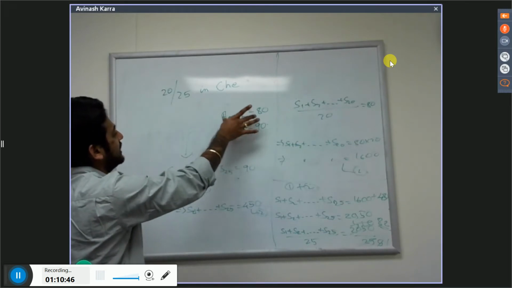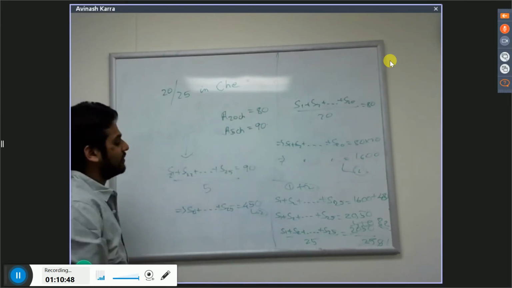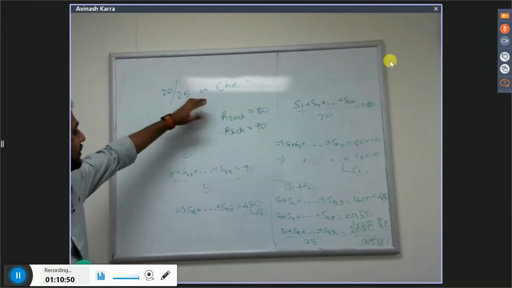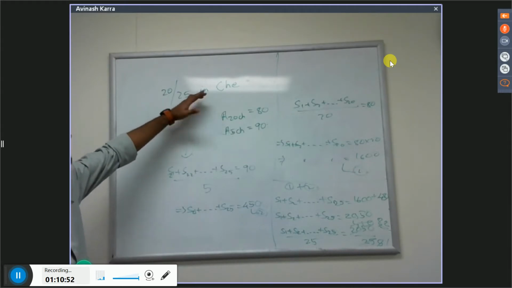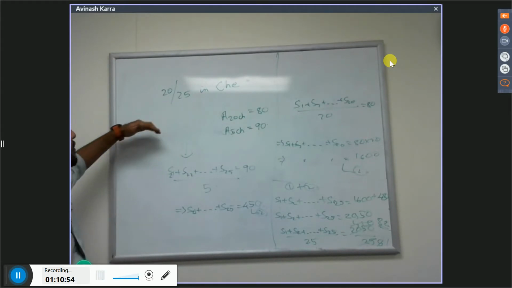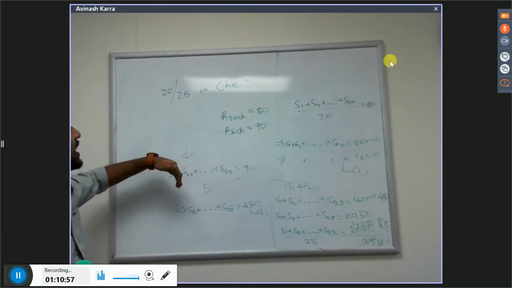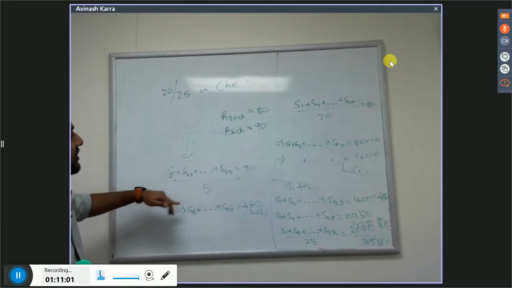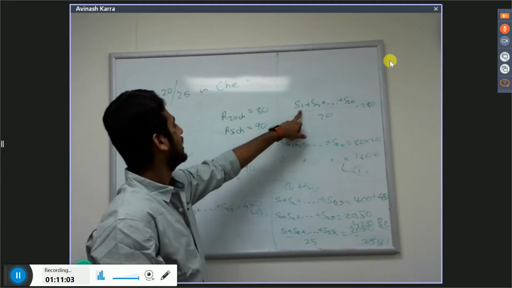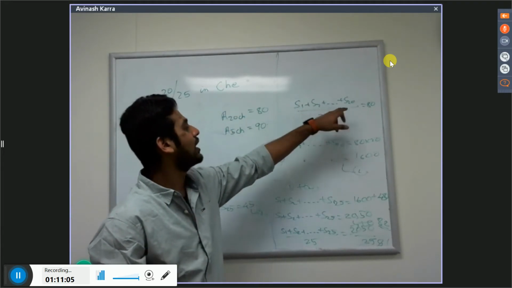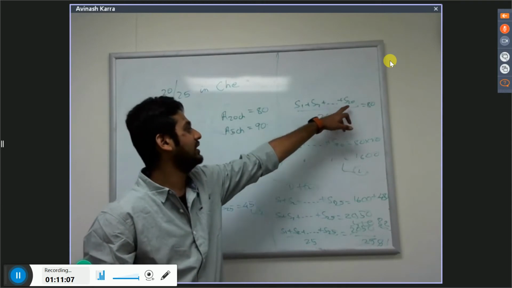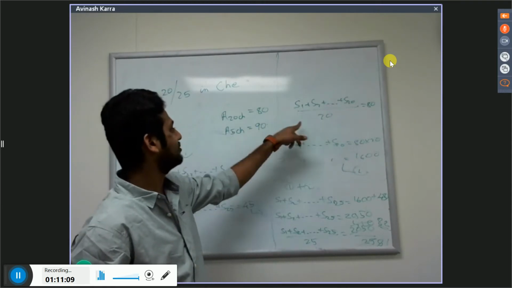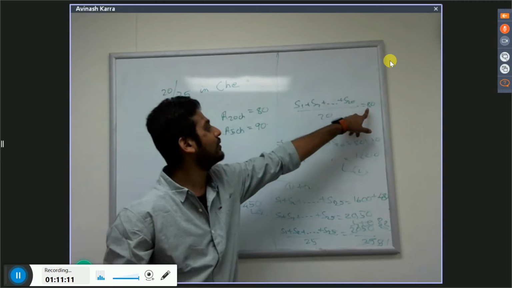Let me keep this in an equation. How can I get an equation? We know the average formula, right? What is the average formula? Sum of values by total number of values is equal to 80. So S1 plus S2 plus so on, like 20 students, S20, by 20 students, by 20 is equal to 80.